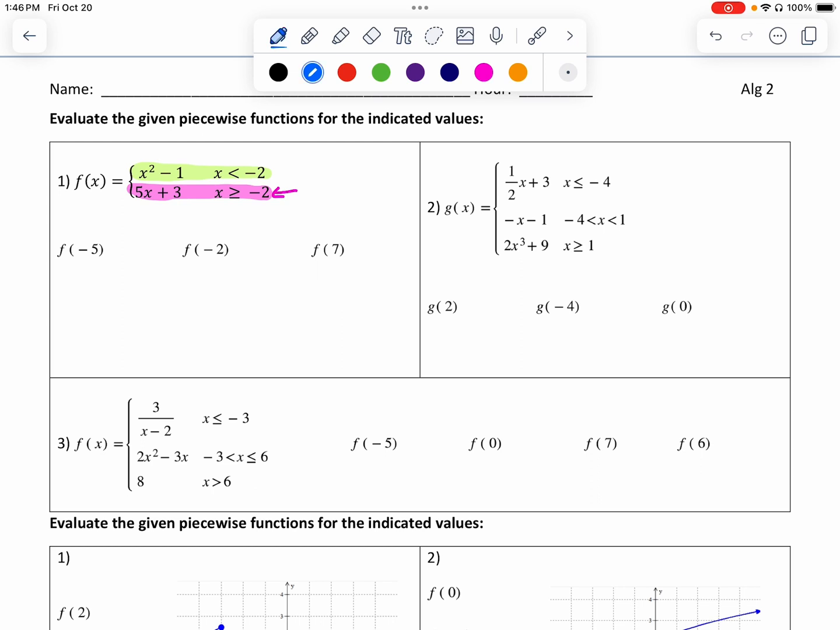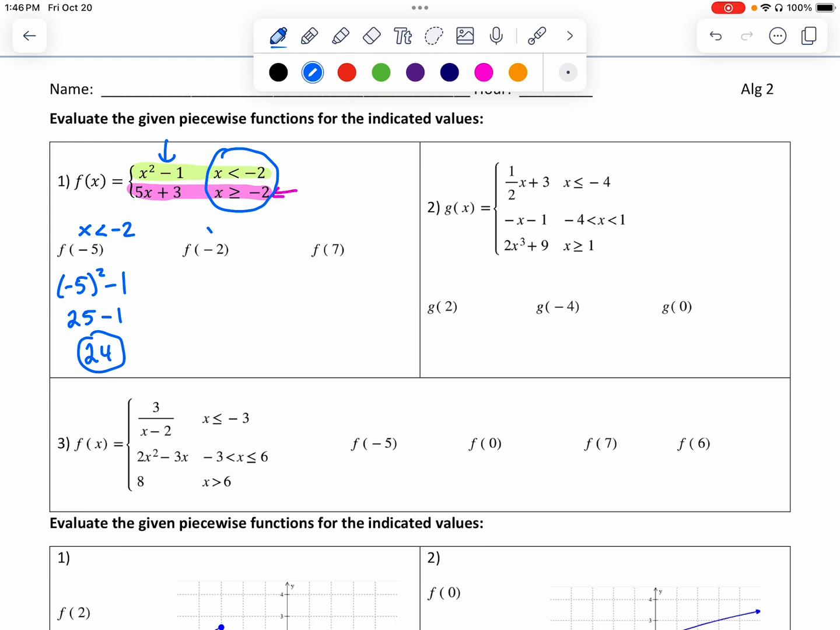So when I look at f of negative 5, that negative 5 is my x. And when I look at my domain restrictions, which are these two things, negative 5 is less than negative 2. So because it's less than negative 2, I'm going to pair it up with this function here, because that's what I use when x is less than negative 2. So I'm going to plug negative 5 in for the x in that green equation. So I'm going to do negative 5 squared minus 1. So 25 minus 1 is 24. So f of negative 5 is 24.